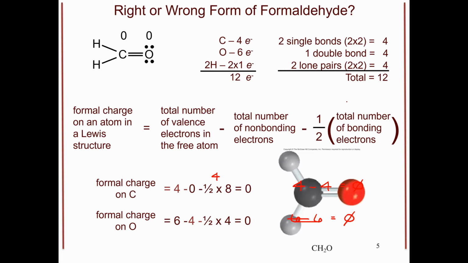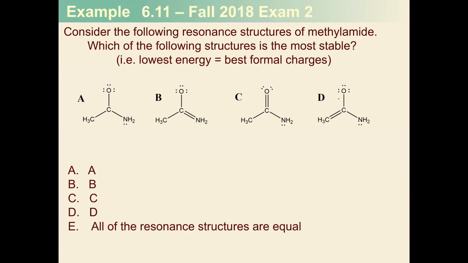We are going to talk about molecular geometries when we get to the next chapter. So let's look at these examples here. Considering the following resonance structures of methylamide, which of the following structures is most stable? Most stable, meaning it has the lowest energy, which means it has the best formal charges. So what we want to do here is look for, first off, our octet rule to see if it's satisfied, and then we want to look at our formal charges.